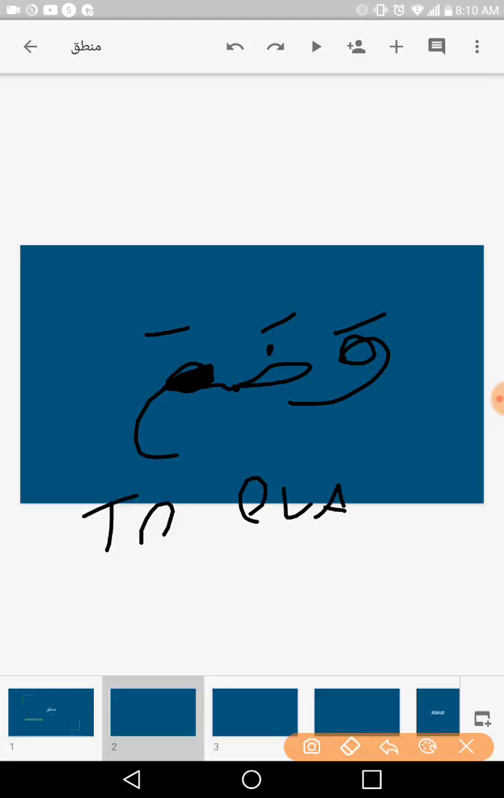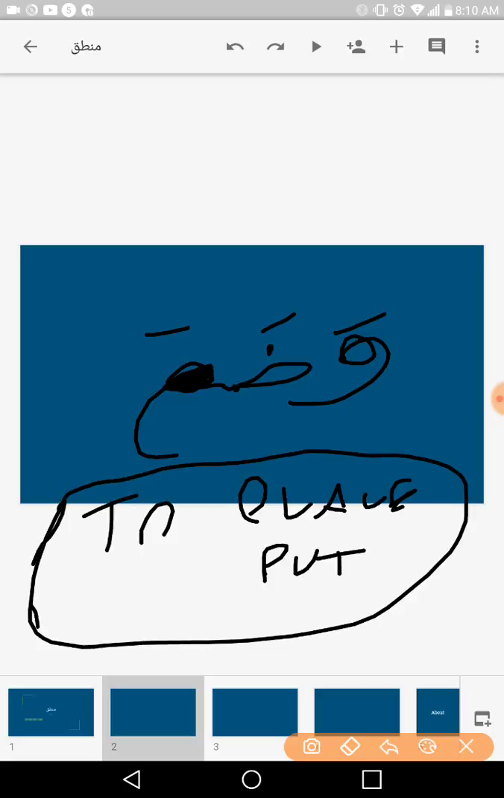Wada. To put. To place. Something. You remember in our norms class we had hukam al-wadiya, the situational laws, the place laws. So at least we mentioned this type of hukam.